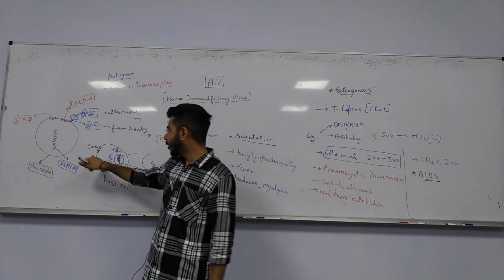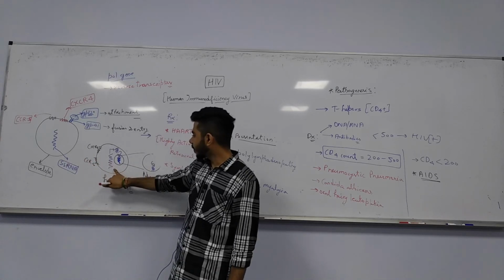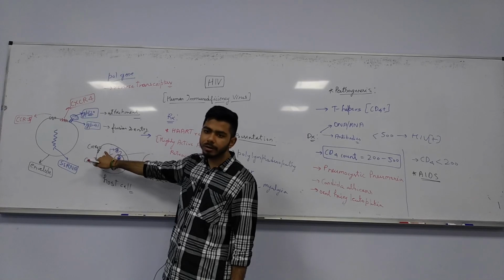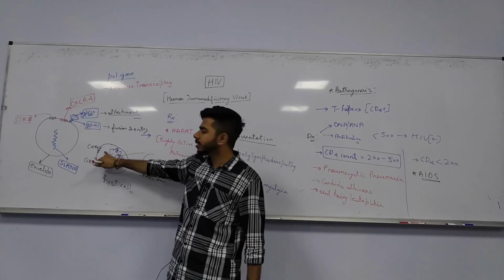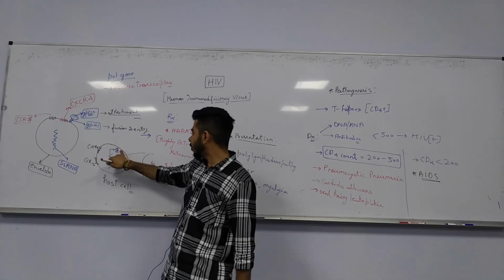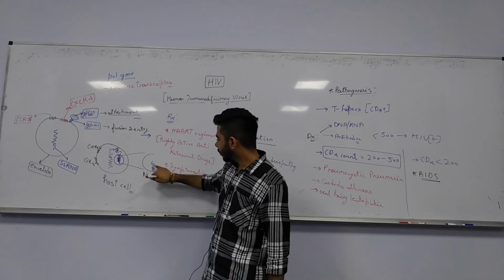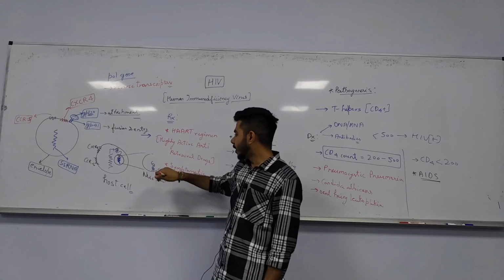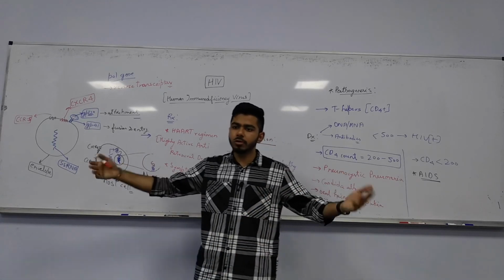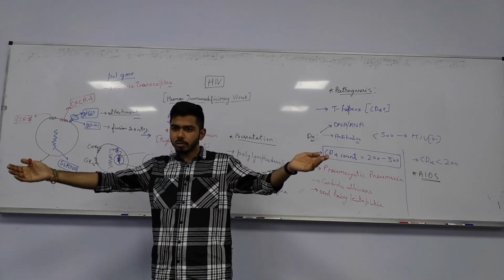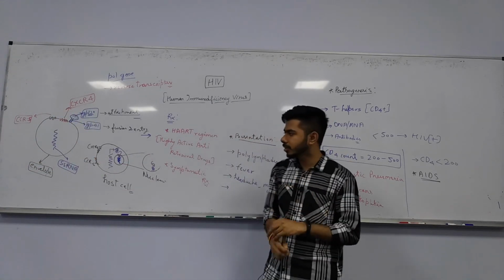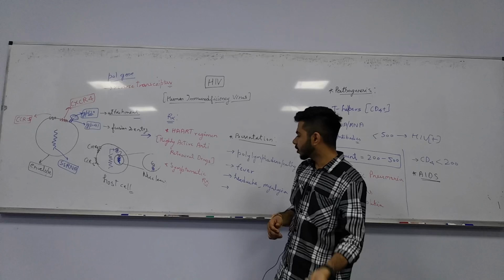Once the RNA virus enters the host cell, with the help of reverse transcriptase it converts itself into DNA, and it integrates itself into the host DNA. Then it replicates, making more and more copies, and those copies affect more CD4 plus T cells, the T helper cells, right?